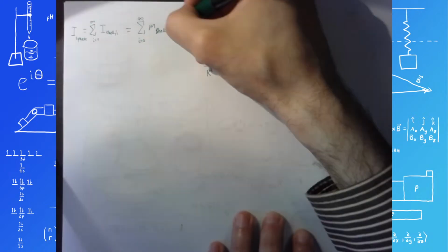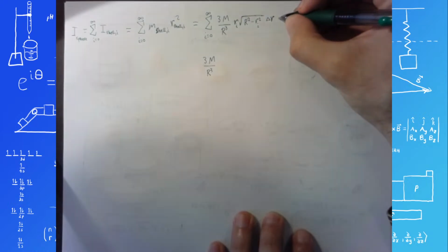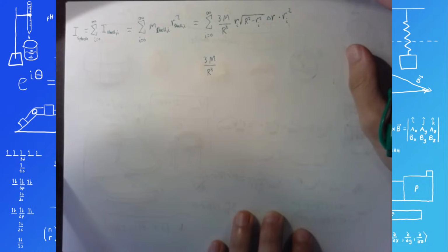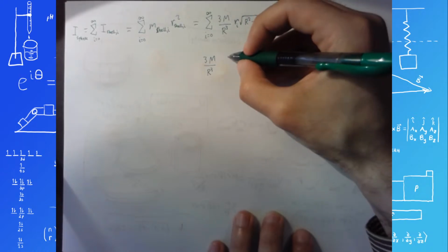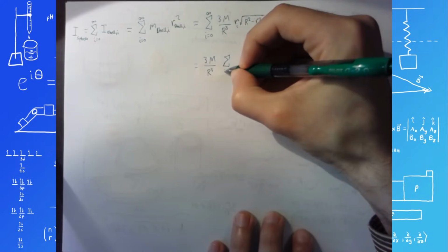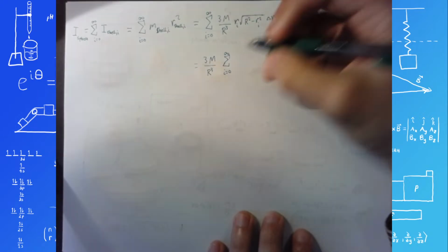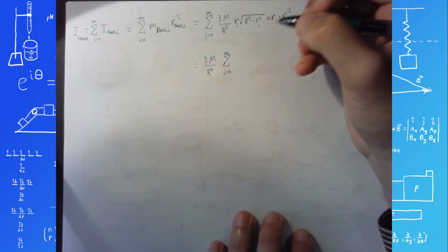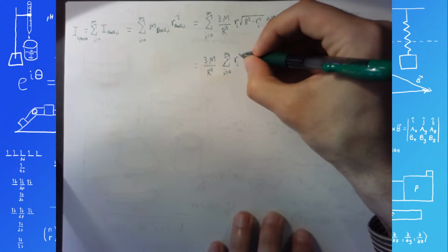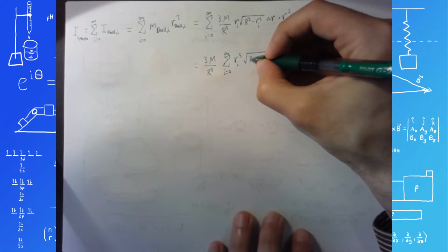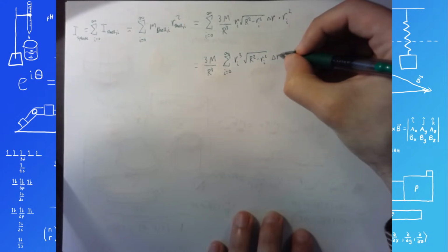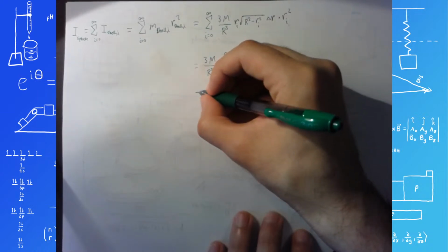This was all the mass of the shell. I also need to multiply by the radius of the shell squared, so multiplied by Ri squared. Okay, there we go. Pull out the constants, and now you have a sum of, let's see, Ri squared times Ri is Ri cubed, and then square root of big R squared minus Ri squared, delta R. And this can be rewritten as an integral.